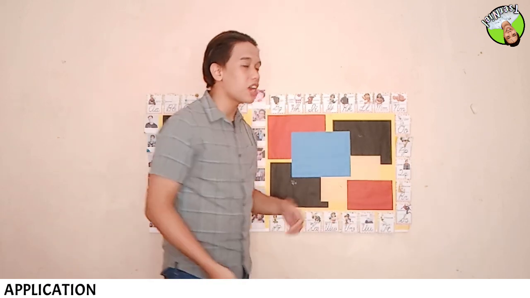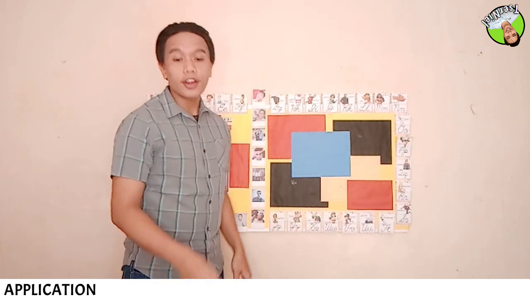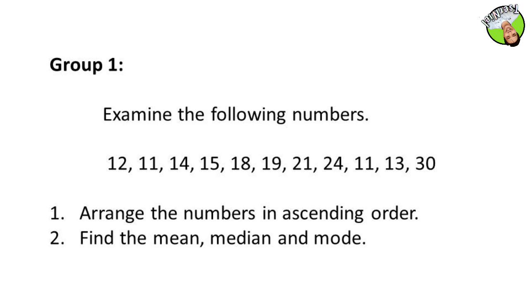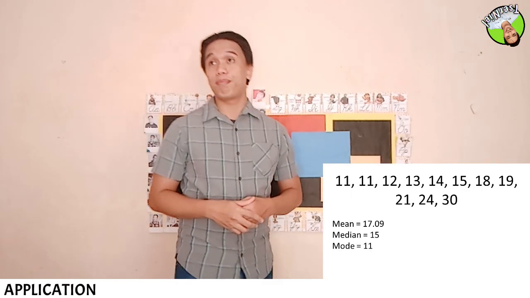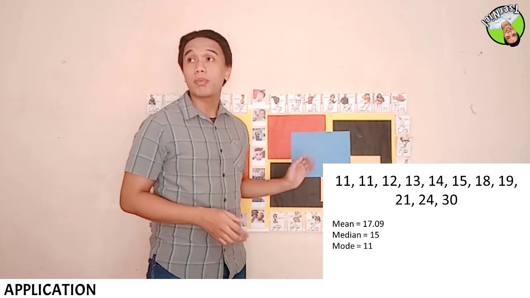JV, okay, please come here in front. Now, for group one, we have to identify the mean, the median, and the mode for this set of numbers: 12, 11, 14, 15, 18, 19, 21, 24, 11, 13, and 30. Remember that you have to arrange the numbers in ascending order. Is their answer arranged properly?